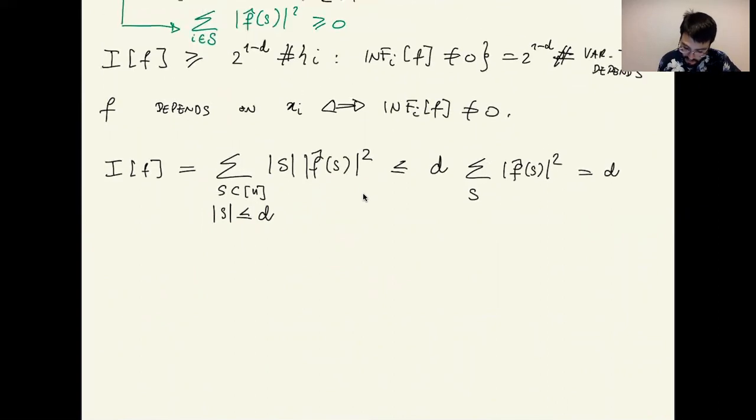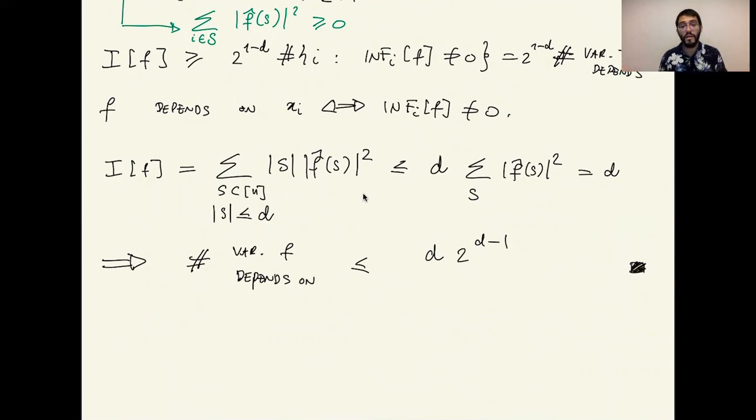So then you know this, and you conclude that the number of variables that f depends on is less or equal than d divided by that term, 2 to the 1 minus d. And that's the end of the result. So f depends only on this many variables.